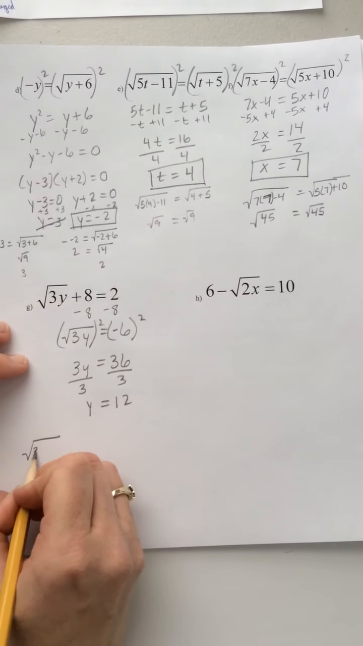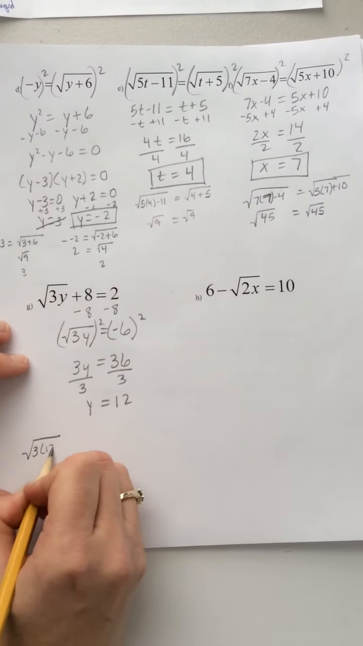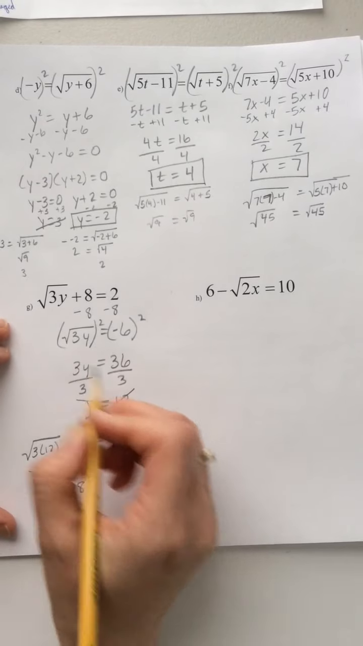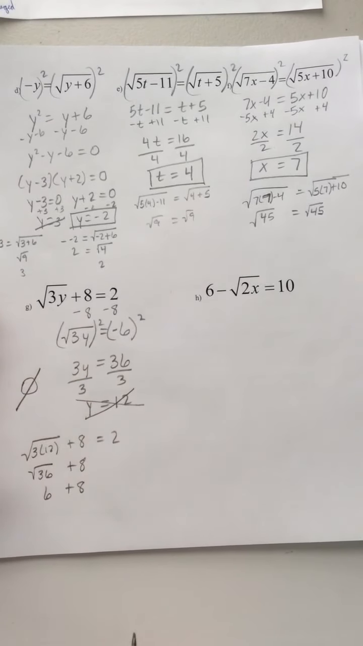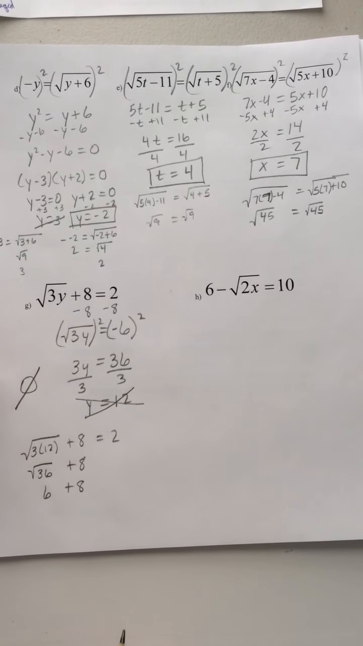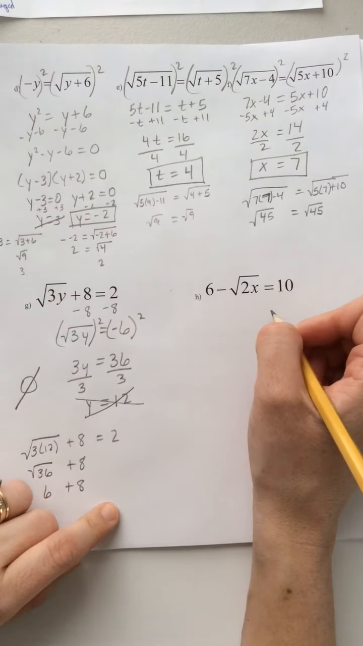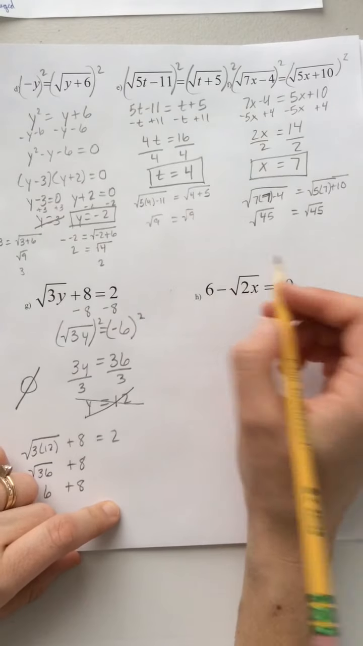Now let's check something. 3 times 12 plus 8 equals 2. Well, radical 36 plus 8 is the same thing as 6 plus 8. Is 6 plus 8 equal to 2? It is not. So this is an extraneous root, meaning there is no solution. So make sure you're always checking your answers, even if there's only one, because sometimes that one is not a solution.